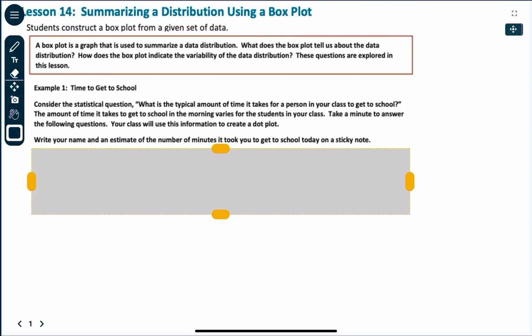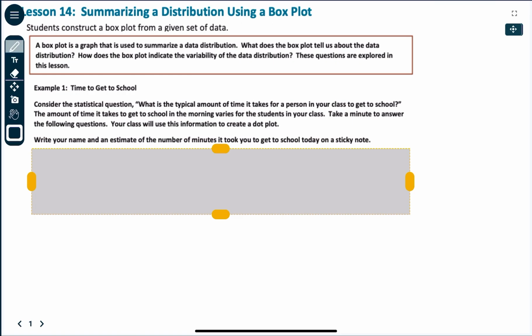Math 6, Module 6, Lesson 14, summarizing a distribution using a box plot. Students construct a box plot from a given set of data. Now, you need to know this. A box plot is a graph that is used to summarize a data distribution.